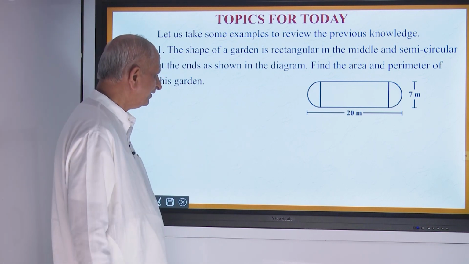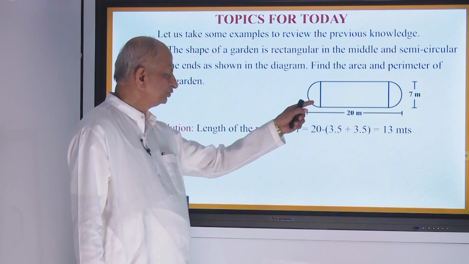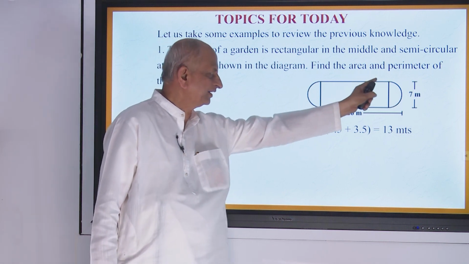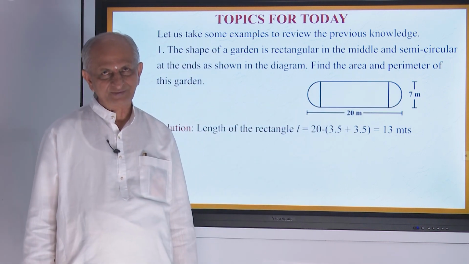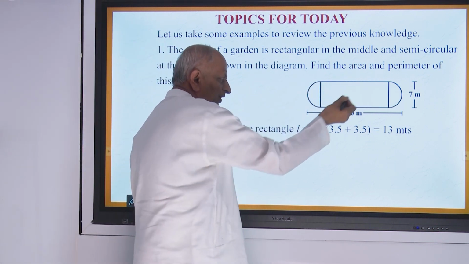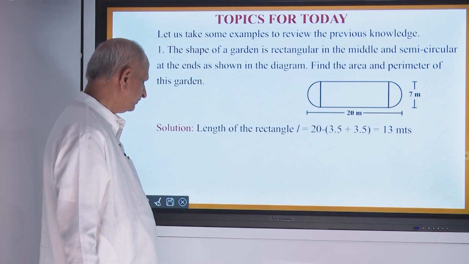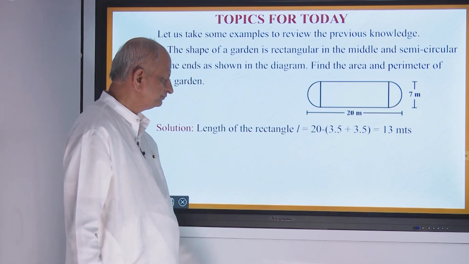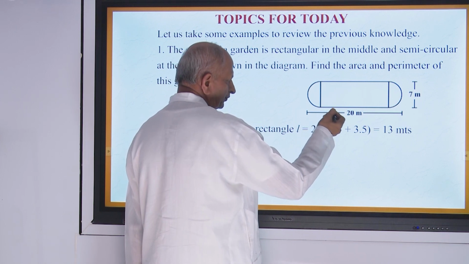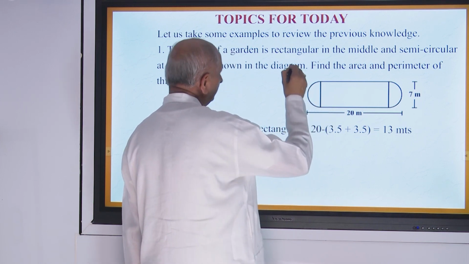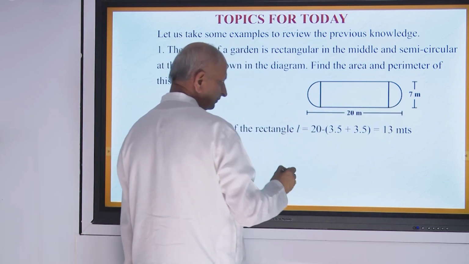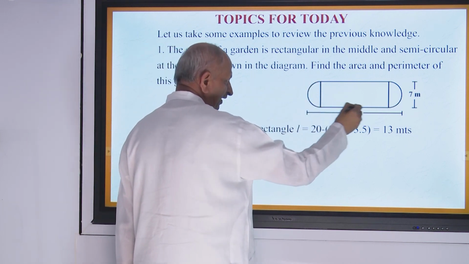This is the shape of the garden, okay? Here there are two things you must note. This garden has one rectangle and two semicircular portions. You have heard about a circle. Semicircular means half of the circle. So on two sides you have semicircular portions. The length of the total garden is given to be 20 meters. Now you have to find only the length of the rectangle.